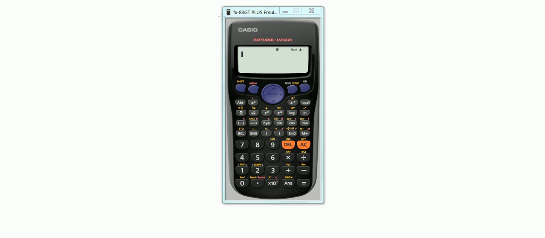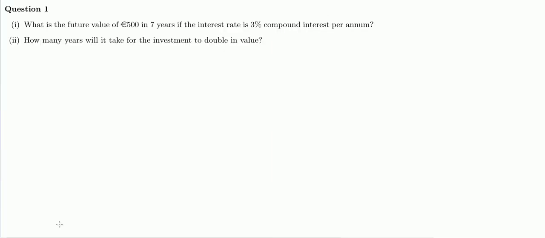Anyway, we'll start off. So we'll just look at the first question here. It's a compound interest type of question. So what do we have? We have part 1. What is the future value of €500 in 7 years if the interest rate is 3% compound interest per annum? So what do we need? Well, we need our compound interest formula. So let's just write that down, and if you don't know it, it's in the log tables.